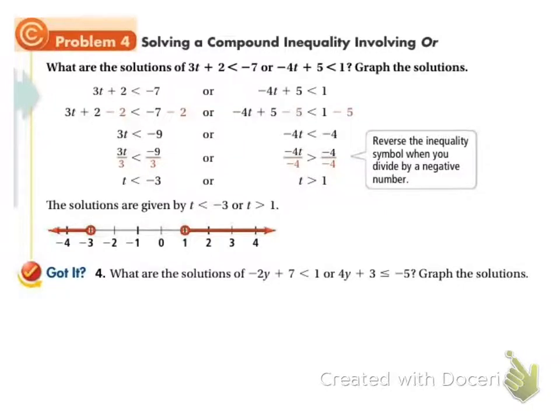Okay, this is 3.6b of algebra. So we're continuing with compound inequalities. Now we're going to look at solving a compound inequality that has an OR. So when we have an OR, they're just two separate inequalities. So here's one, and here's the other one. And I just solve them individually and put my answers together at the end.